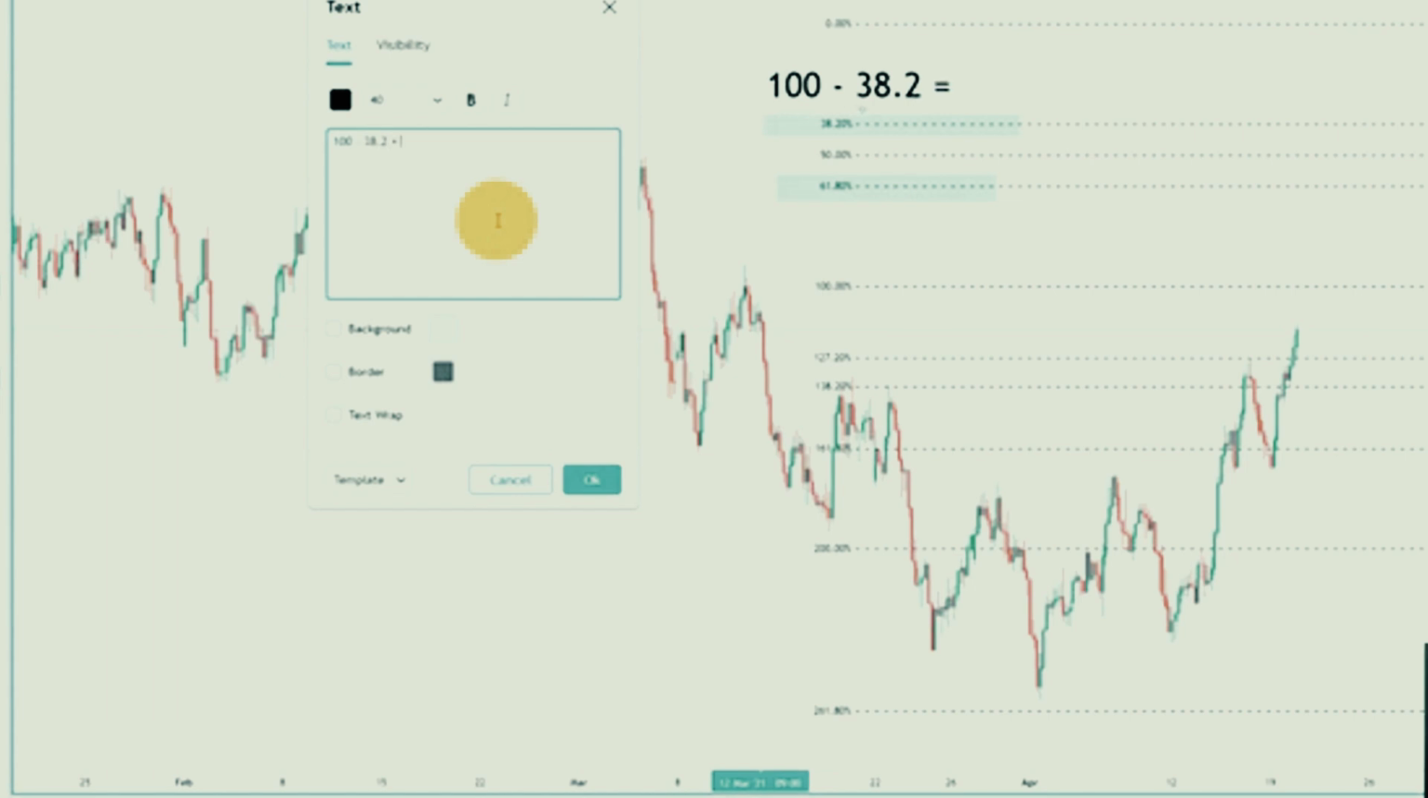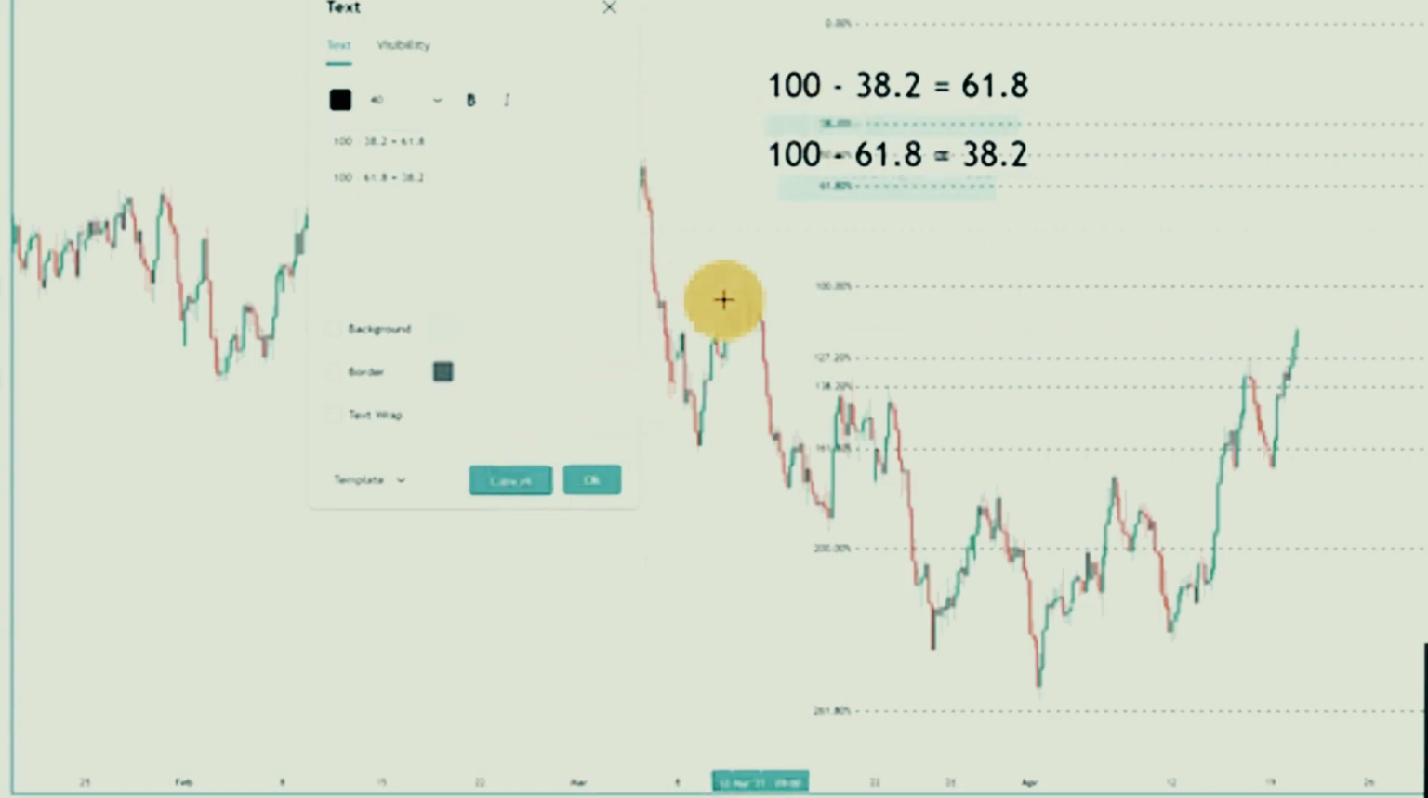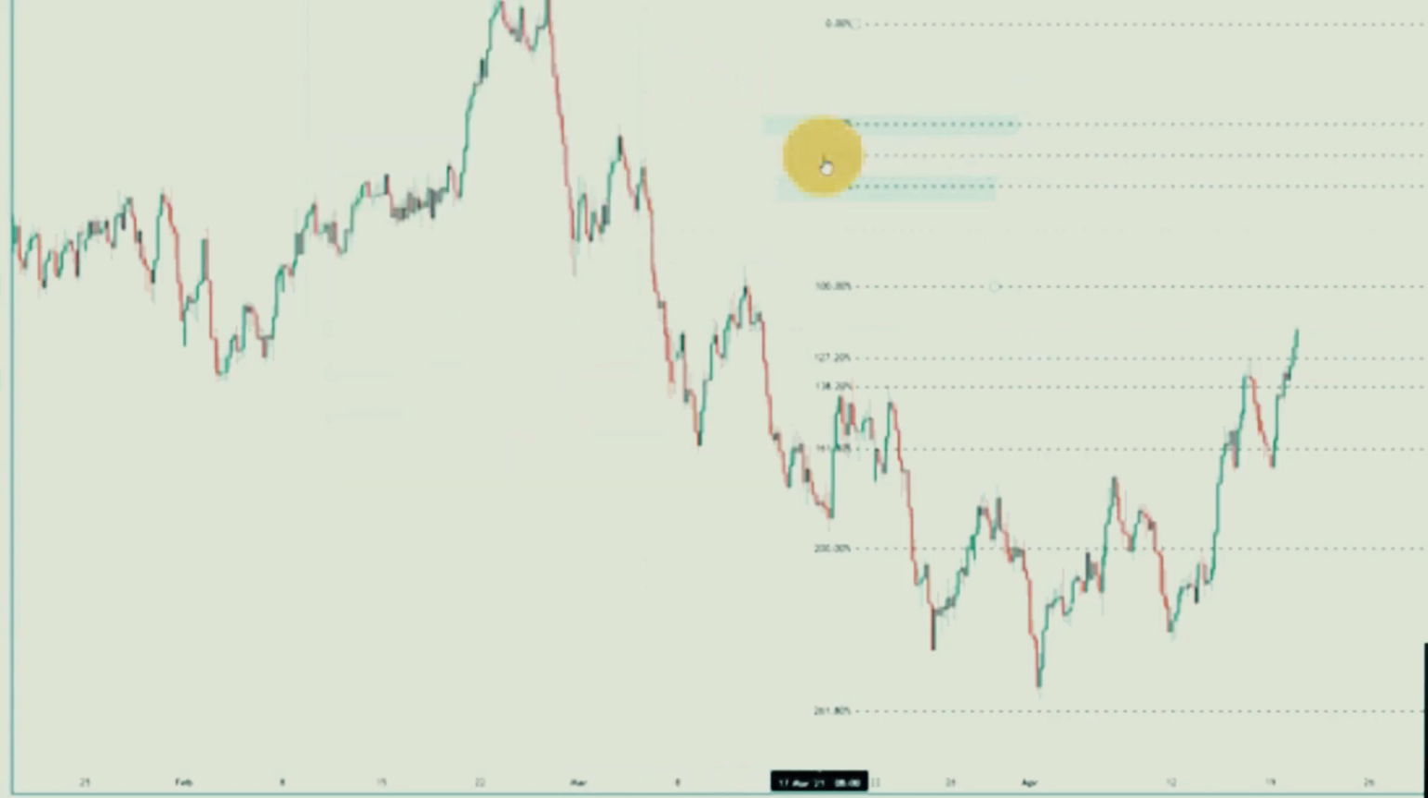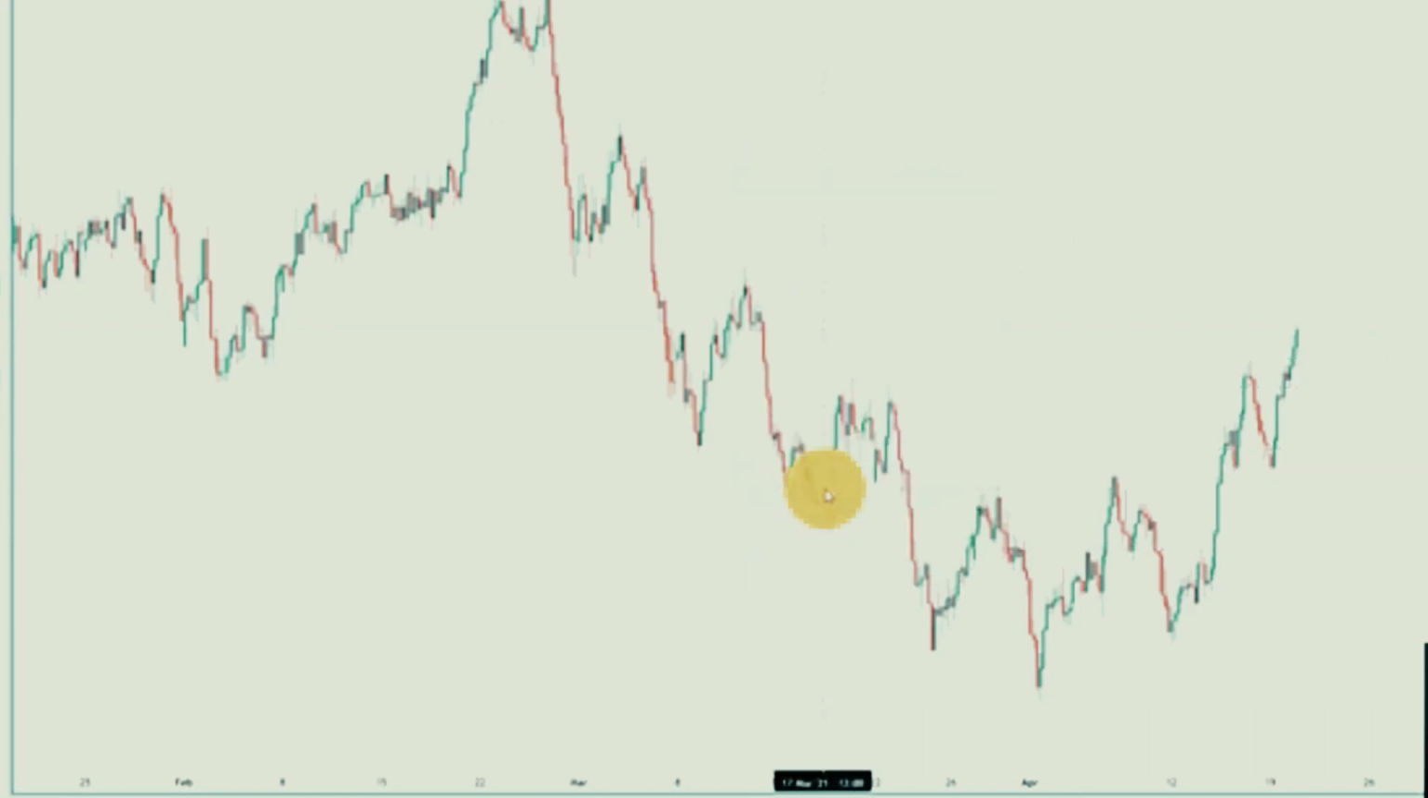what are we looking at. 100 minus 38.2 is 61.8, obviously. And if we look at 100 minus 61.8, then we're gonna have, you guessed it, 38.2. So it doesn't matter in which way you're looking at Fibonacci's, whether you have your 61.8 here or your 38.2, it's gonna be the same. So relax, everybody, in the comments.